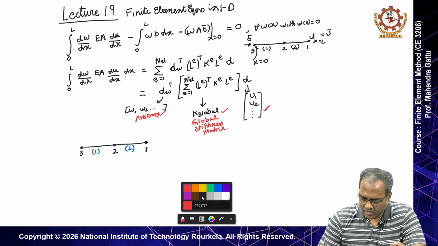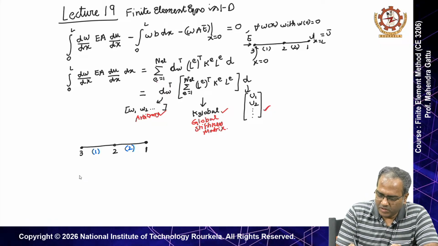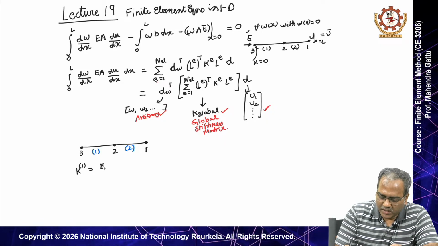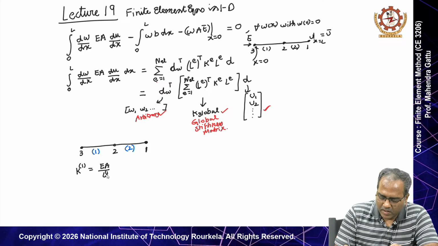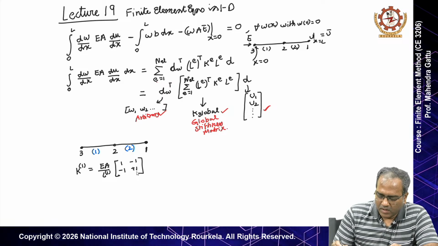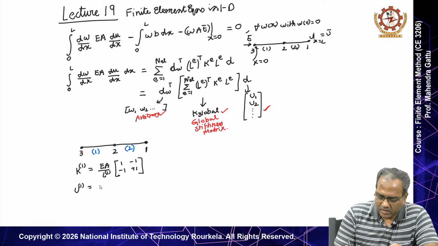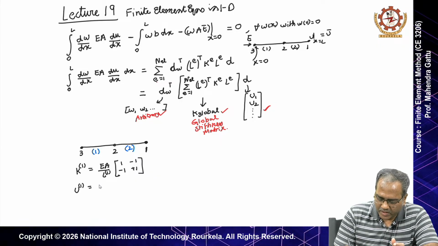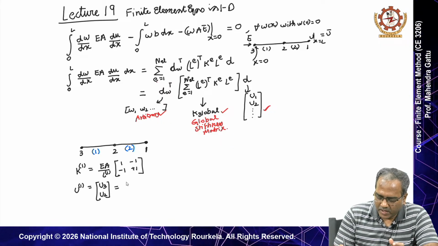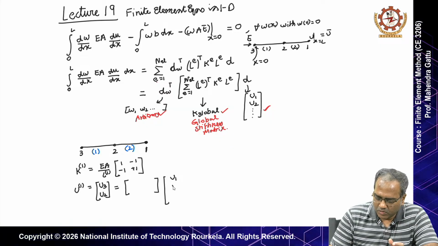So, we have this 2 node element, and for this 2 node element let us find out the K1 matrix. K1 matrix we can write as EA by L1 times [1, minus 1; minus 1, plus 1]. And now our U1 vector will be the displacement at local node number 1, which in this case is U3, and U2. So, we can write this as the scatter matrix times the global displacement vector U1, U2, U3.